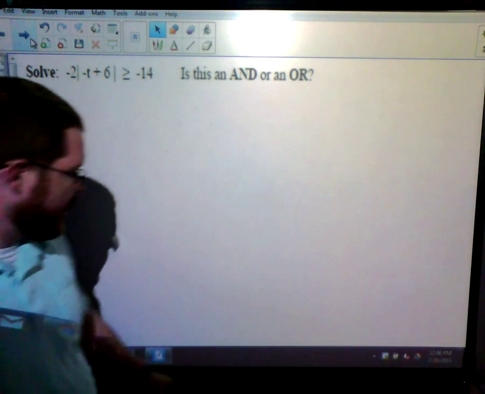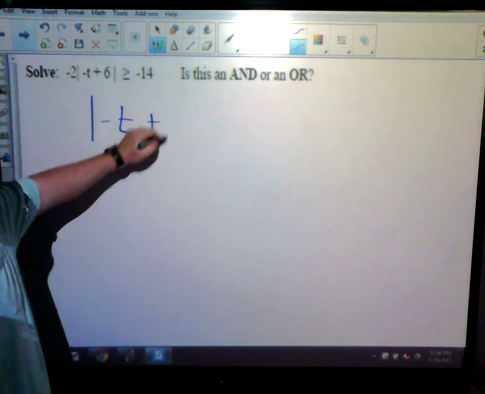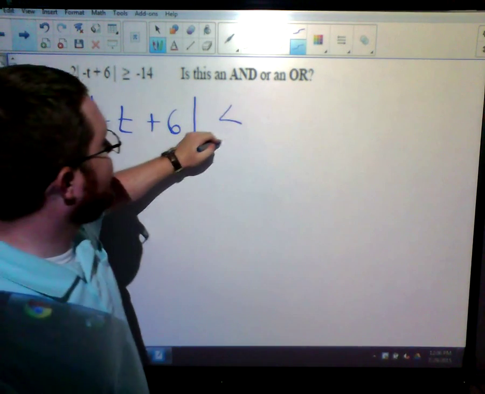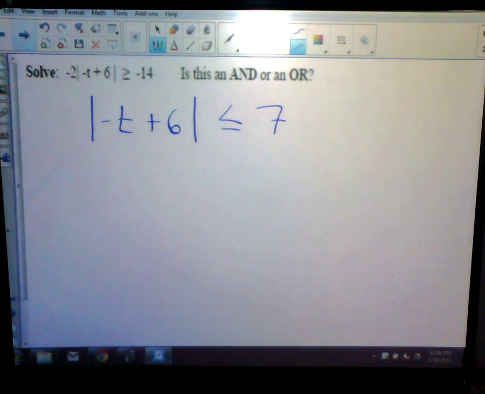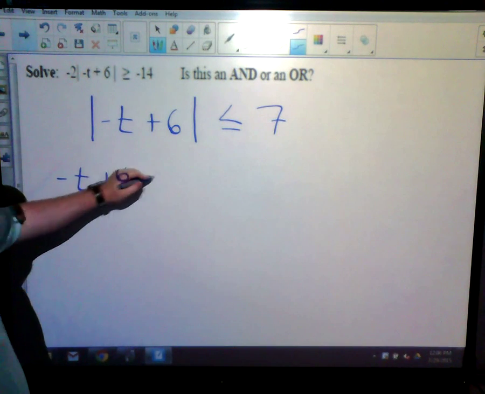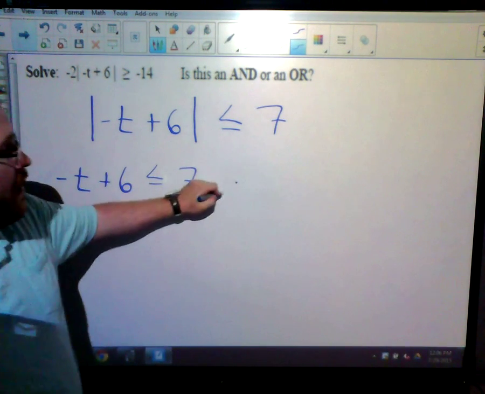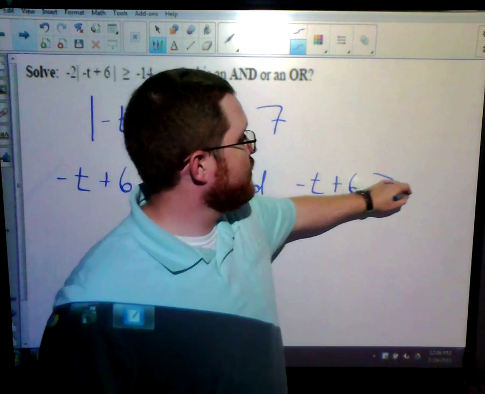How about this? Is this an and or an or? Well, I need to isolate the bars. When you divide by a negative, it flips the sign. So negative t plus 7 is less than or equal to 7. That makes this an and problem. Negative t plus 6 is less than or equal to 7, and negative t plus 6 is greater than or equal to negative 7.